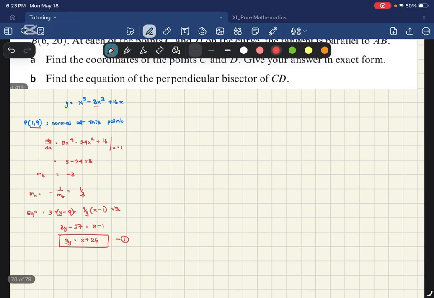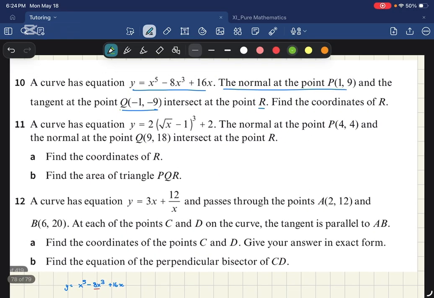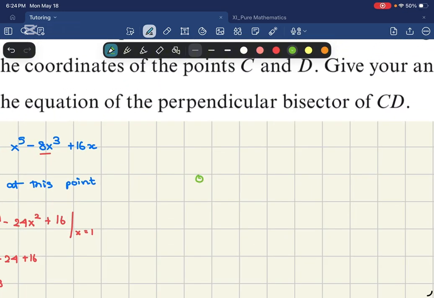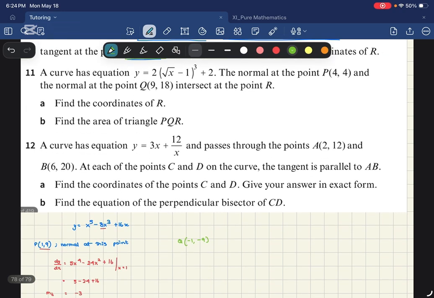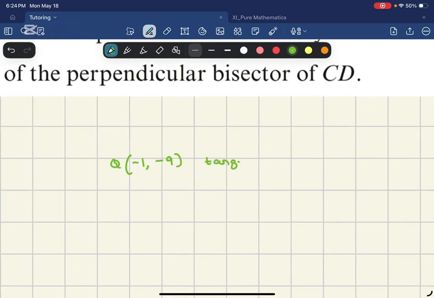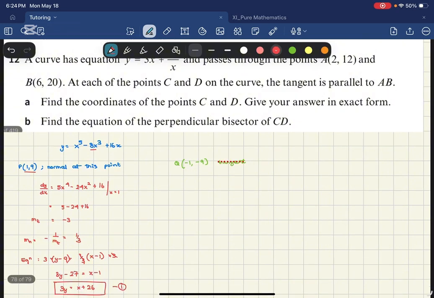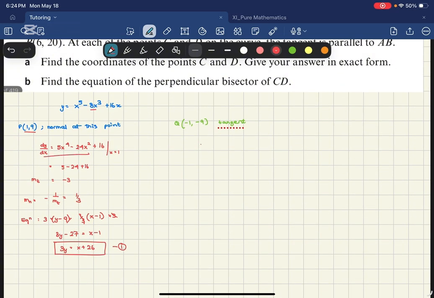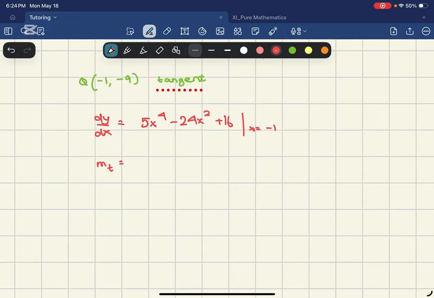All right. So now the second point we are given is that the tangent at this point. So Q is minus 1 comma minus 9. And we want to find the tangent. We already know what dy by dx is. dy by dx is this expression. So we want to substitute x is equal to minus 1, right? Into this expression, dy by dx is equal to 5x to the power 4 minus 24x squared plus 16. And that gives us the slope of the tangent line at this point.